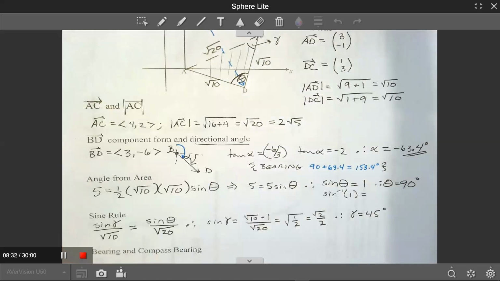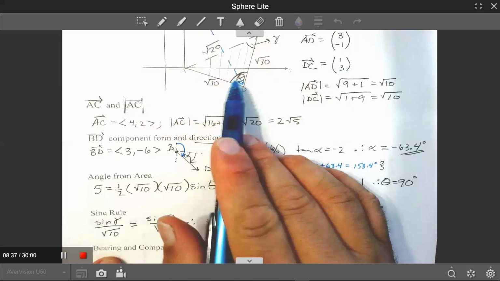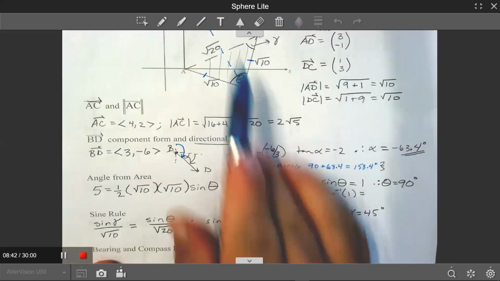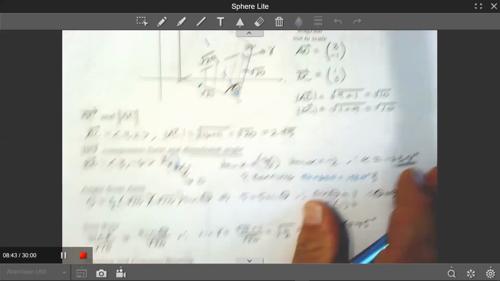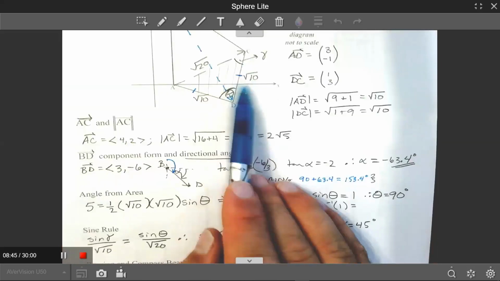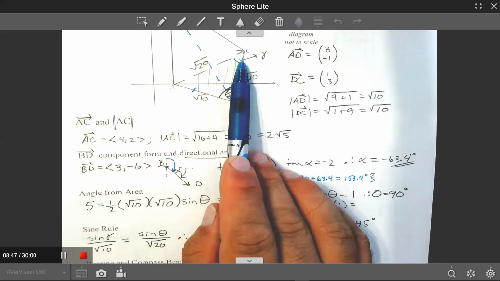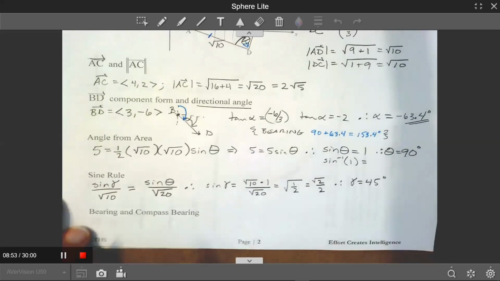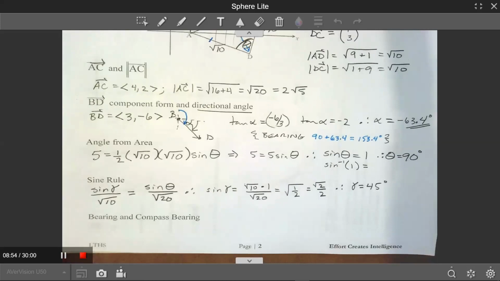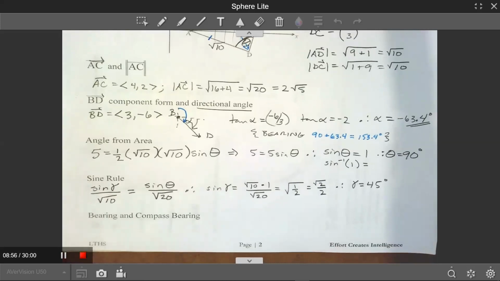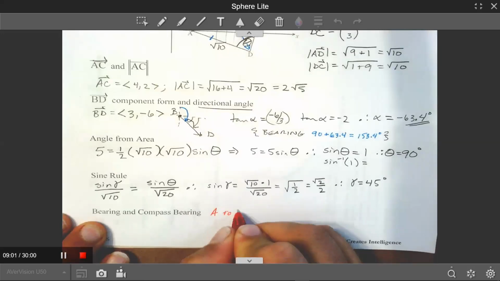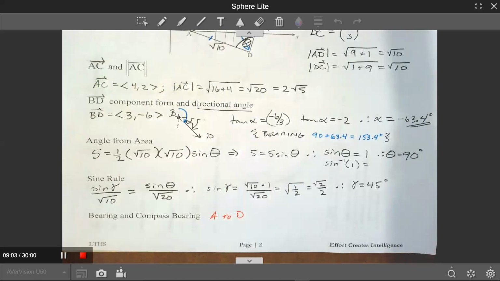Of course, in this particular problem, if we knew that this angle was 90 degrees and we knew that this was an isosceles right triangle, we should be able to determine without any of this sine rule that that's 45 degrees. But that's not always going to be the case. And then the bearing and compass bearing. Let's do the bearing and the compass bearing from A to D.